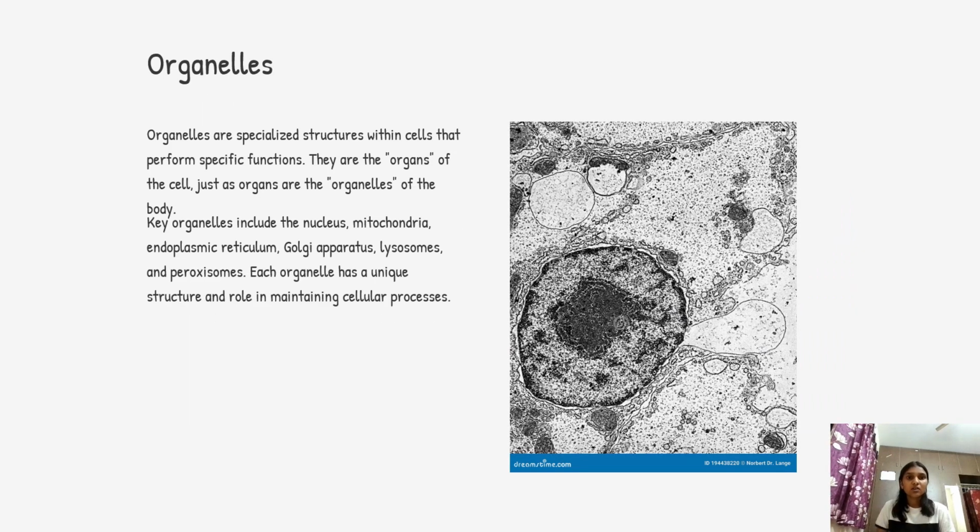Cell organelles. Organelles are specialized structures within the cell that perform specific functions. They are the organs of the cell, just as organs are to the body. Key organelles include nucleus, mitochondria, endoplasmic reticulum, Golgi apparatus, lysosomes, and peroxisomes. Each organelle has a unique structure and a role in maintaining cellular processes.